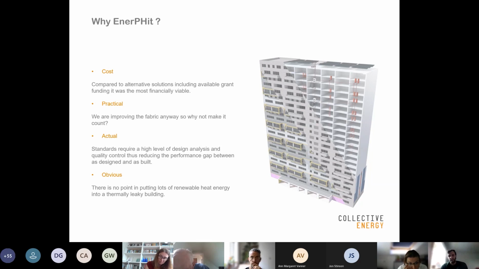So essentially, it was the first step in a sensible way towards net zero and achieving future grant funding. And it just makes sense. You know, there's no point in getting lots of grant funding for renewable energy or renewable heat incentives, renewable technology, and putting it on a building which is just losing the energy as quickly as it's being generated.